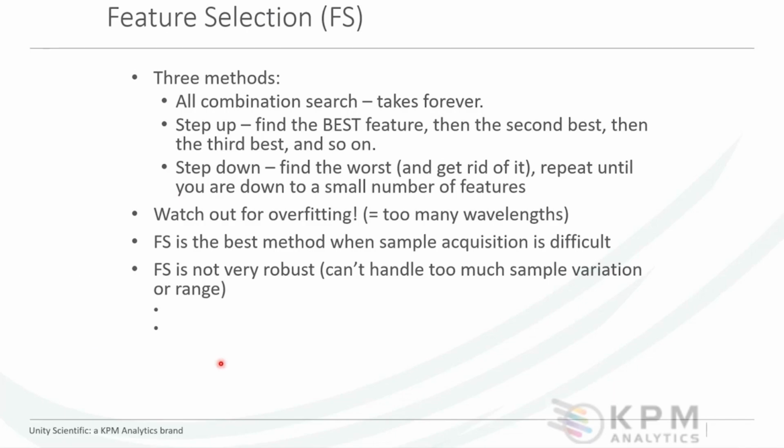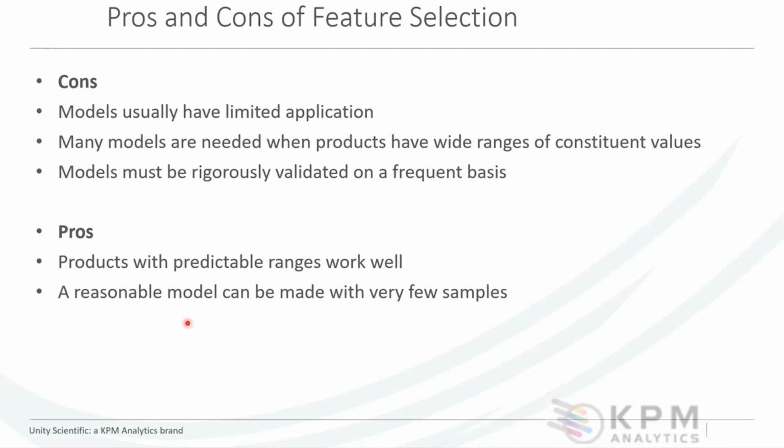On the opposite side, feature selection is not very robust, so it can't handle much sample variation. If you've only got a couple of features or a couple of wavelengths to explain your sample variation, there's not a lot of variation that you can explain. So in general, these are the pros and cons of feature selection. Your models usually have a limited application. Again, you can't explain that much. Many models are needed when products have a wide range of constituent values or if they're changing a lot. And you need to test and validate your models to make sure that you are sticking within the original parameters.